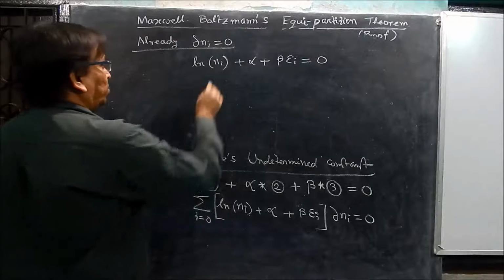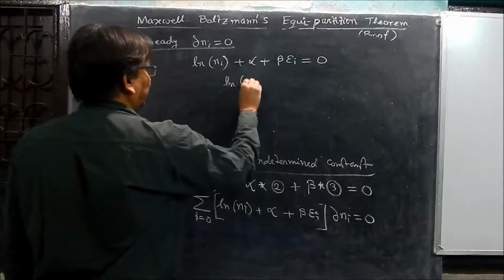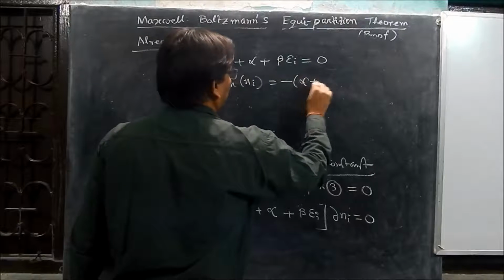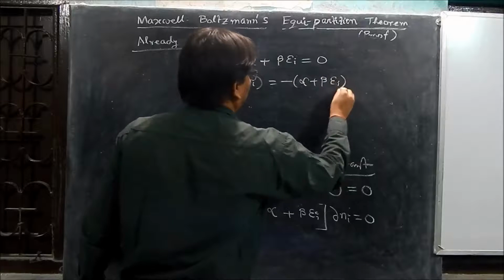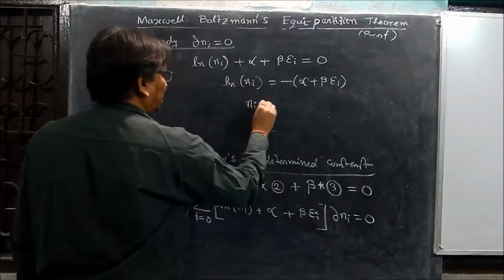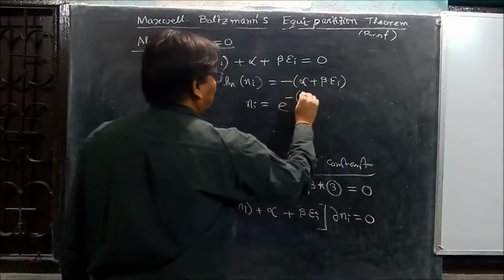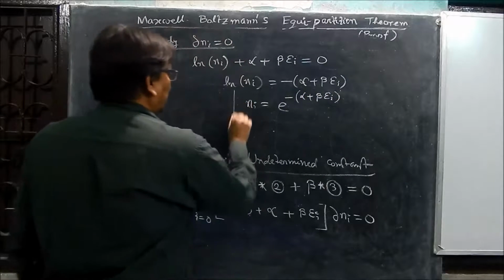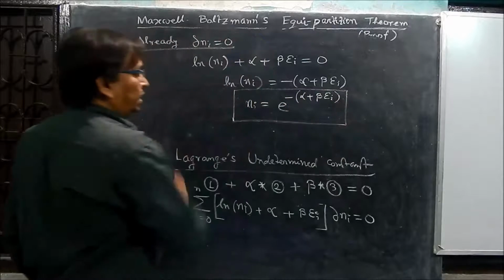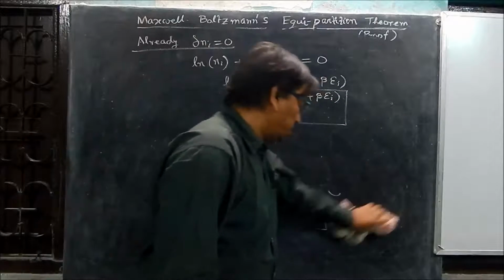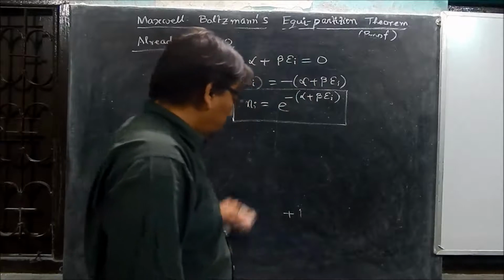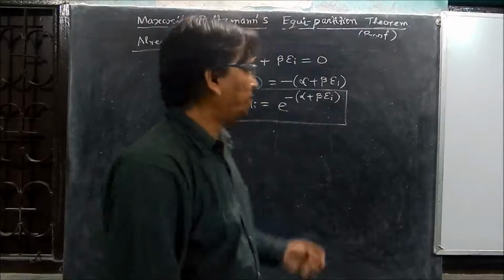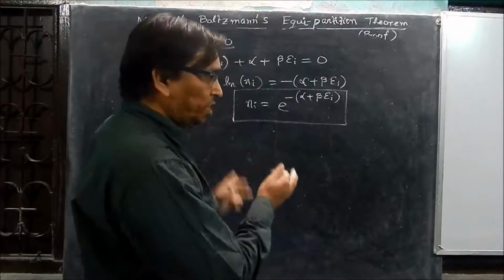So what is the value of ni here? We are getting ln of ni equal to minus alpha plus beta epsilon i, and the value of ni equal to e to the power minus alpha plus beta epsilon i. So this is the result that is actually obtained by this Boltzmann partition theorem. After that, we go to some quantum statistics and find the value of alpha and beta. So this is the first part of the equation.